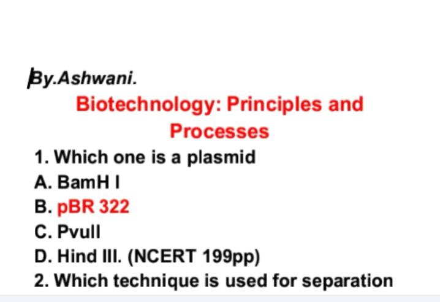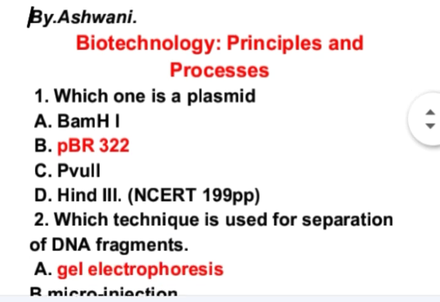See, in the four options, the correct answer is B, the pBR322. So this is a plasmid. The remaining three are the restriction enzymes.